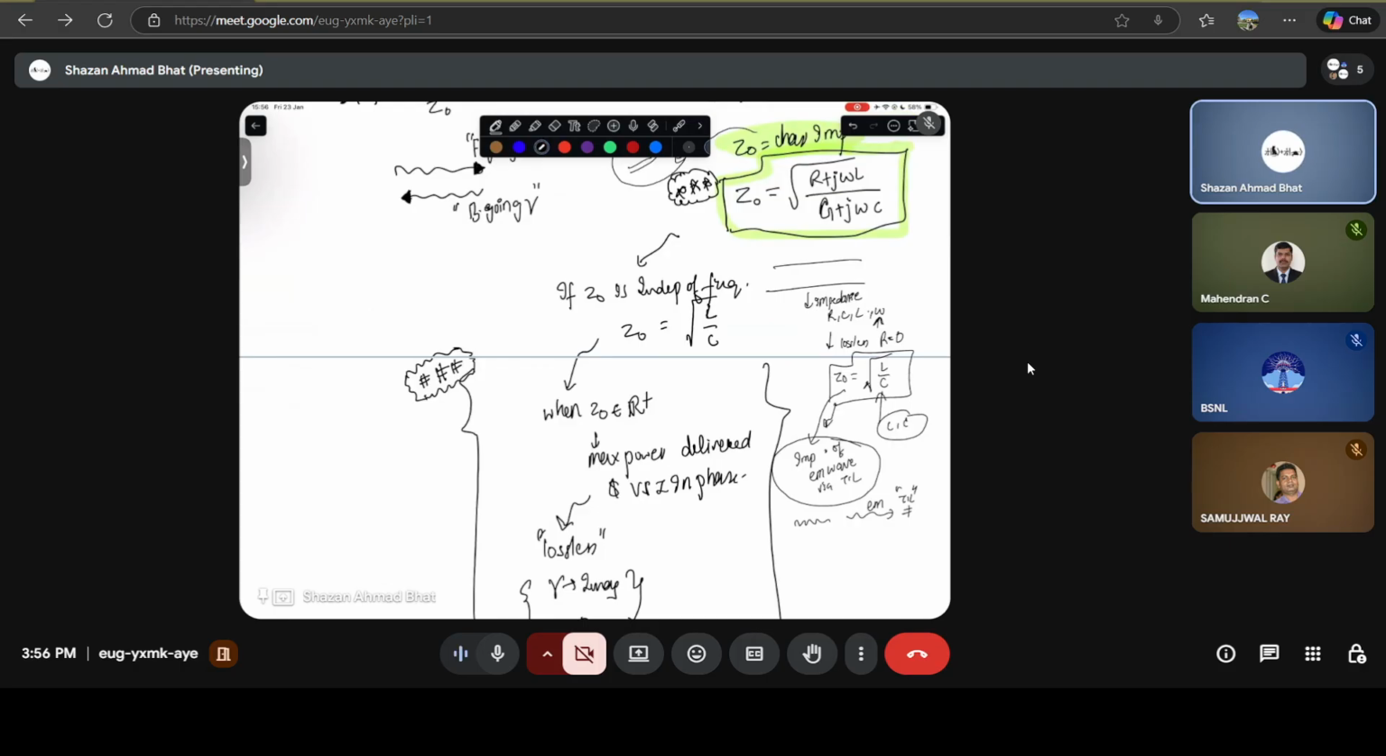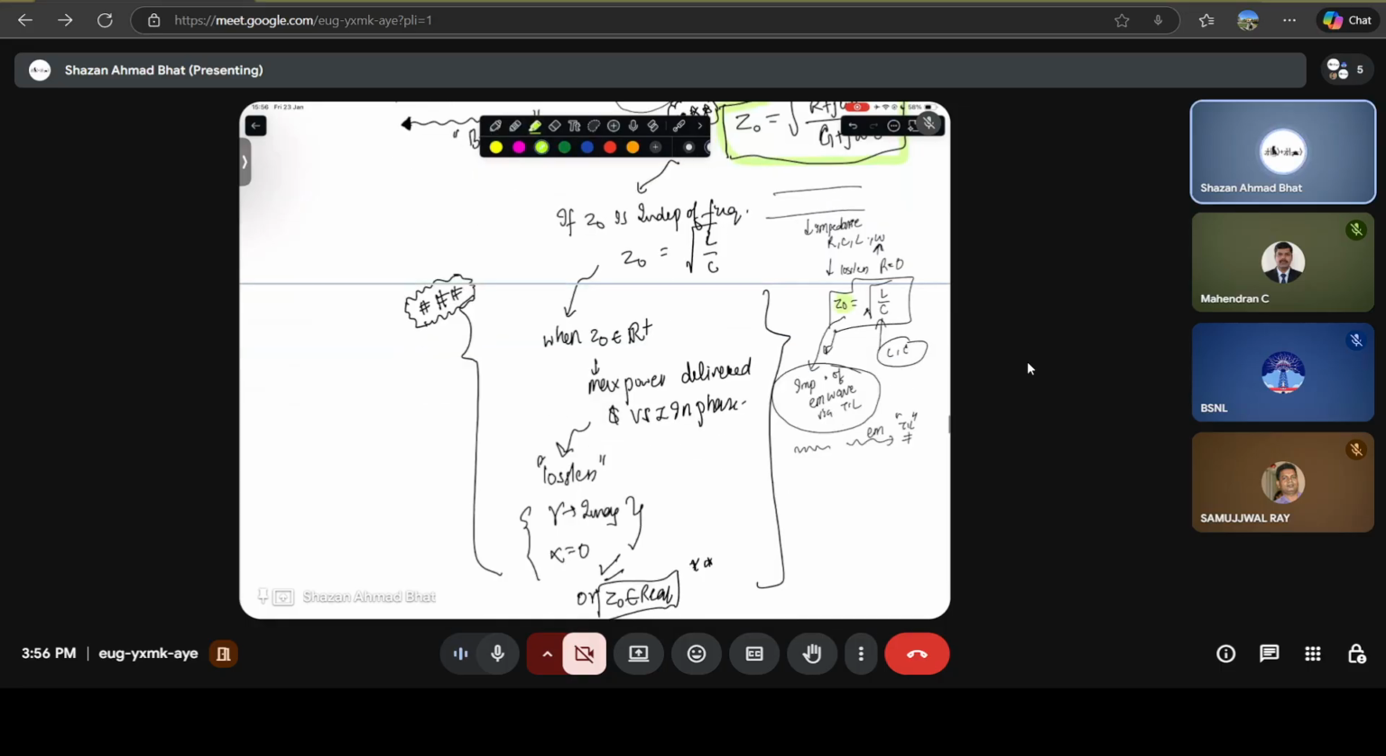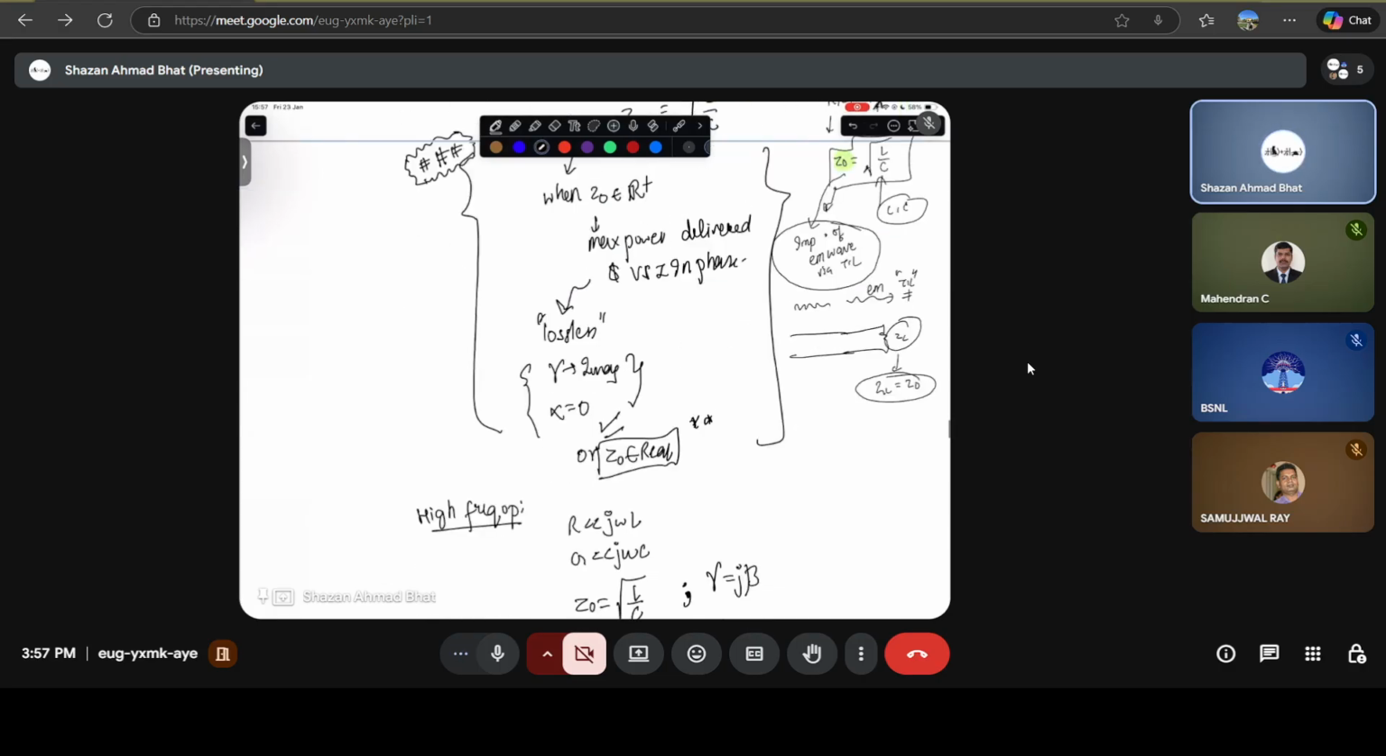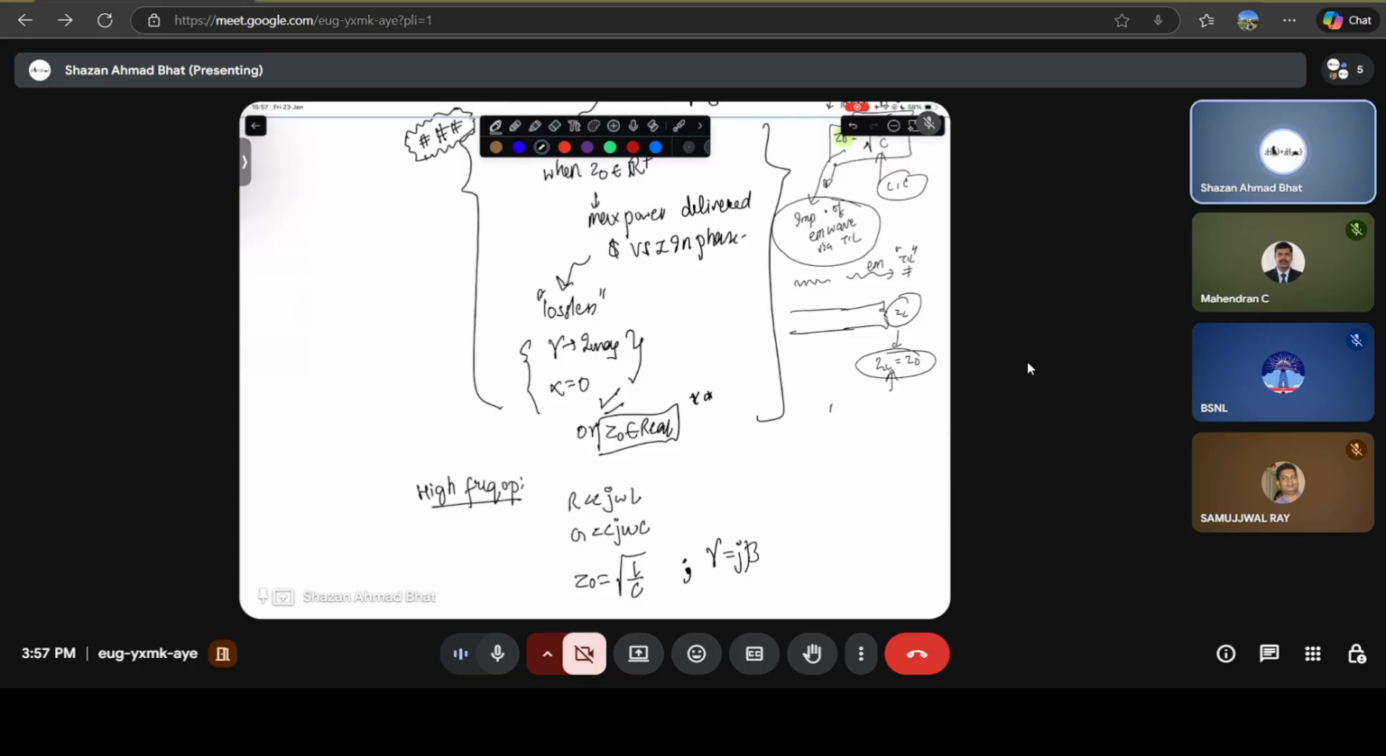Okay, and now whatever you want to connect at, let's say for example, the load end, you would want to ensure that this ZL is at least matched to Z0. Why? Because if these two are matched, then the reflection coefficient, which is ZL minus Z0 divided by ZL plus Z0, will be zero. That means there will be no reflection of the wave.